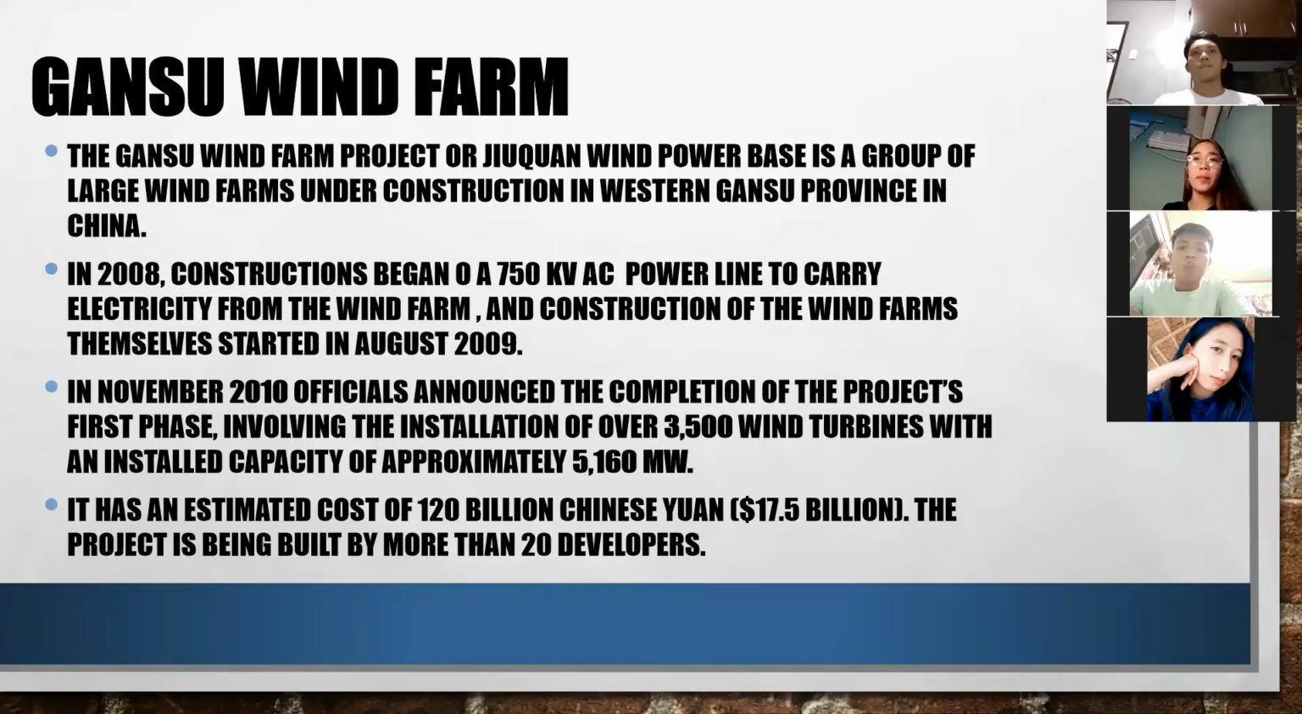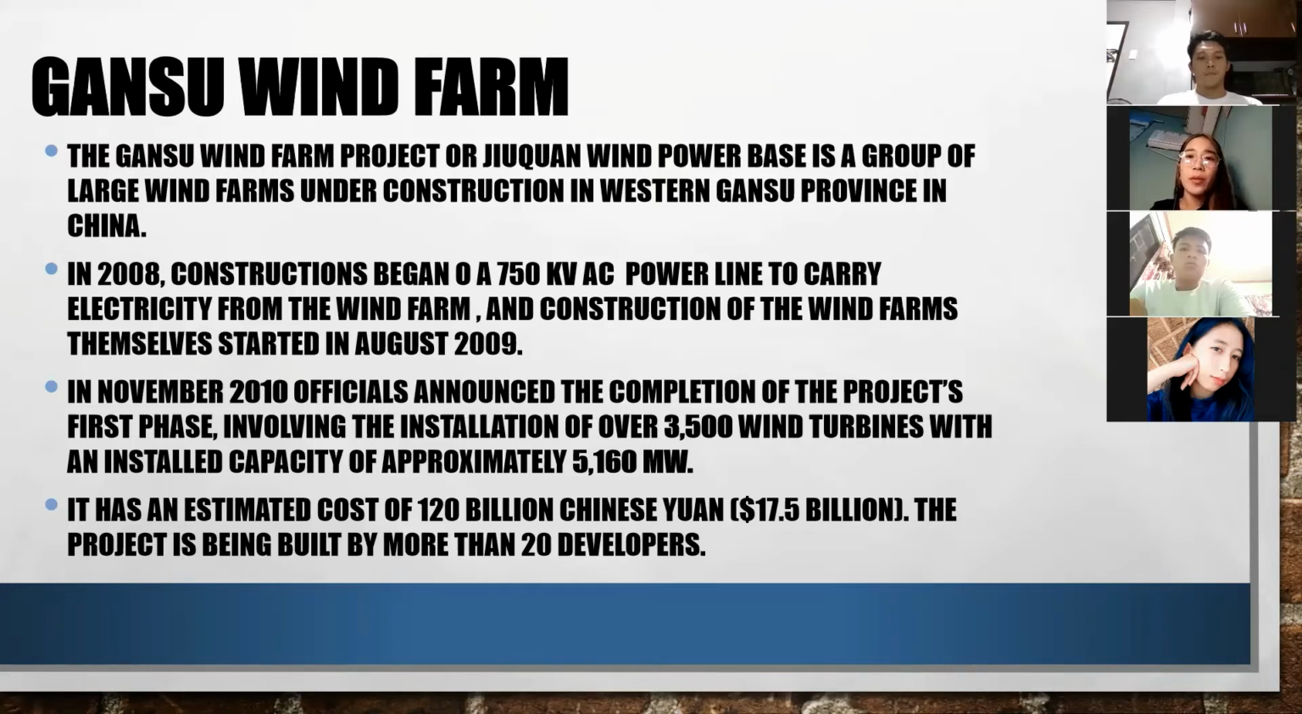Gansu Wind Farm. The Gansu Wind Farm project on G1 Wind Power Base is a group of large wind farms under construction in western Gansu province in China. In 2008, construction began on a 750 kVAC power line to carry electricity from the wind farm. And construction of the wind farms themselves started in August 2009.